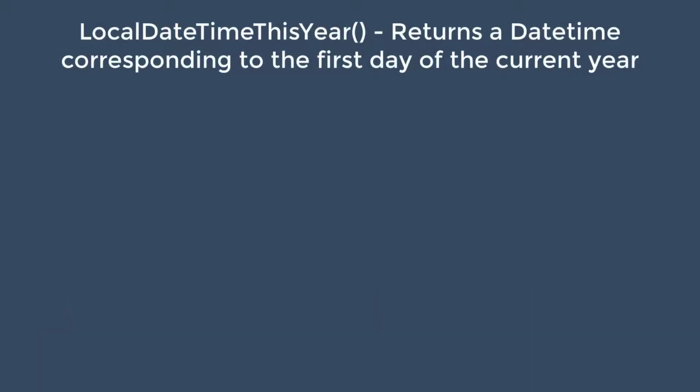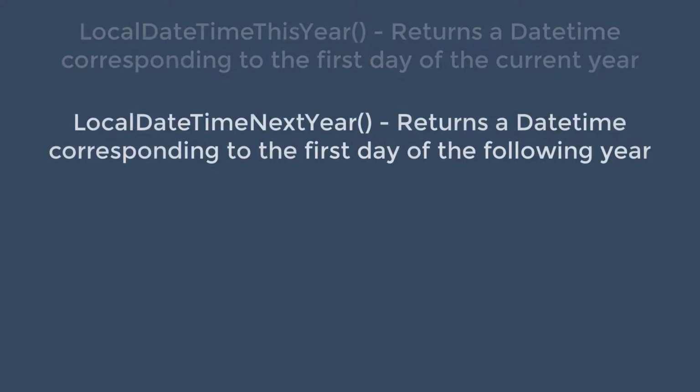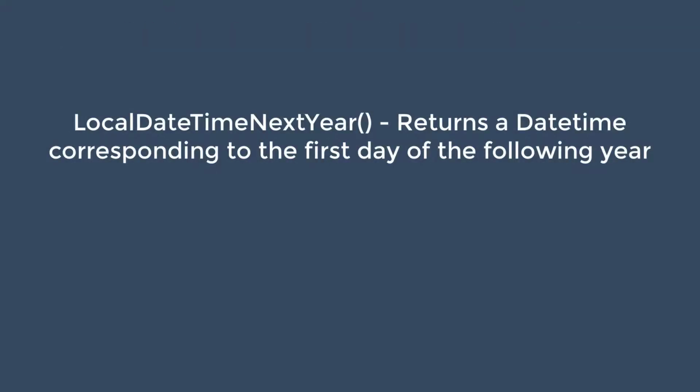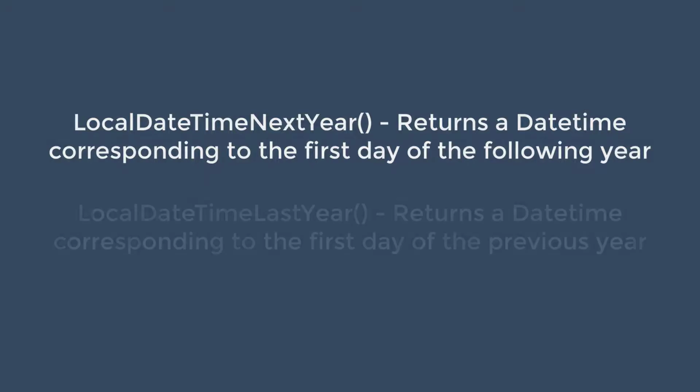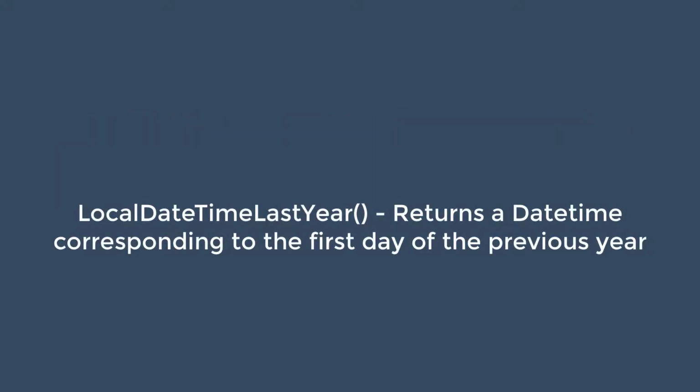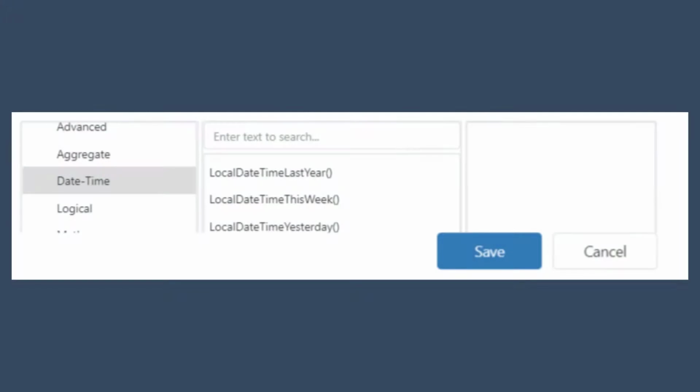LocalDateTimeThisYear returns a datetime value corresponding to the first day of the current year. LocalDateTimeNextYear returns a datetime value corresponding to the first day of the following year. And LocalDateTimeLastYear returns a datetime value corresponding to the first day of the previous year. These functions are located under the datetime category in the expression editor.